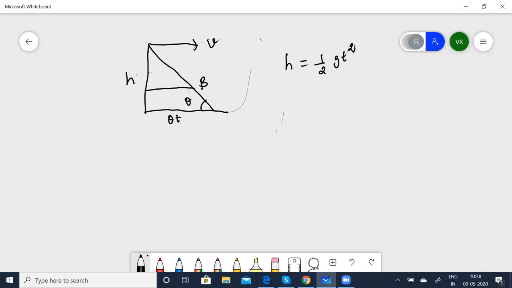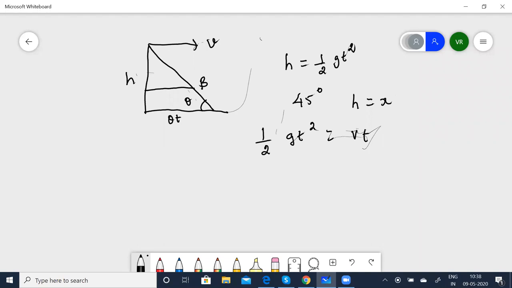Let x be the horizontal range, which is given by vt. The angle of inclination is given as 45 degrees. Since it is 45 degrees, you can see that h is equal to x. On equating, we get half gt squared is equal to v into t.